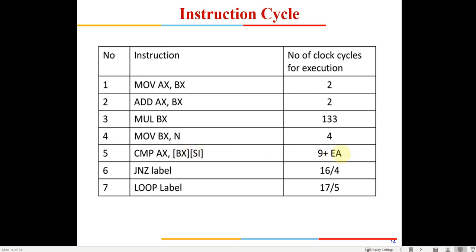The value of EA is also given towards the end of this chart. So jump not 0: if it is going to jump, then it is going to take 16 clock cycles. If it is not going to jump and comes out of the loop, then it will take 4 clock cycles. Similarly, LOOP: if it is going to execute the loop, then it is going to take 17 clock cycles, and if it is going to come out of the loop, then 5. So these are the clock cycles. I'll share a PDF also. You don't have to remember this, for each instruction, how many clock cycles are required.